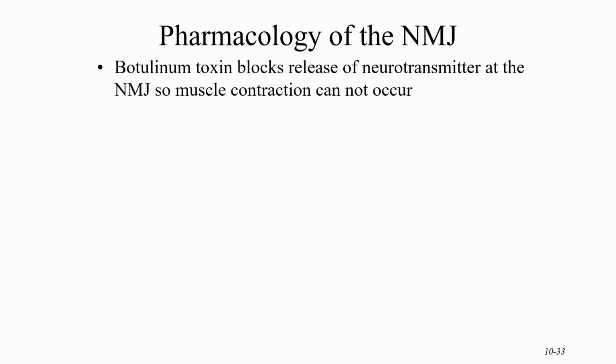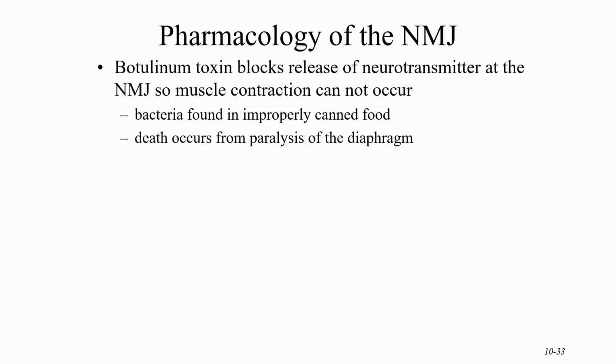So let's look at the pharmacology of the neuromuscular junction. Now we have botulinum toxin, and this blocks release of the neurotransmitter at the neuromuscular junction, so the muscle contraction cannot occur. And we're going to find that coming from a bacteria. And typically, one place that you find it is in improperly canned foods. And actually, the bacteria is called Clostridium botulinum.